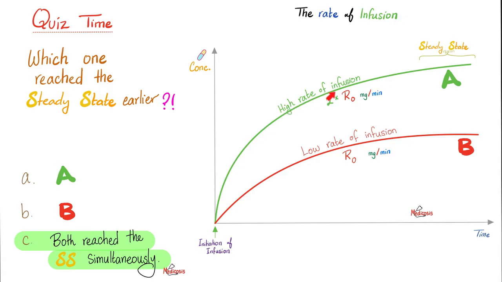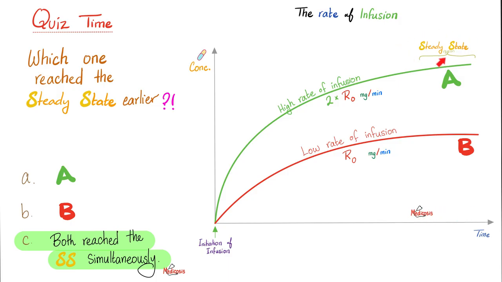The steady state does not care about the rate of infusion. It does not care about the dosing interval or how often you gave the drug. And it does not care about the original concentration or the original dose. I don't care. I just care about the elimination half-life. And remember, the steady state is a plateau. A is going to plateau here. B is going to plateau at the same moment, which is here. This is where both plateaued. So both reach the steady state the same.